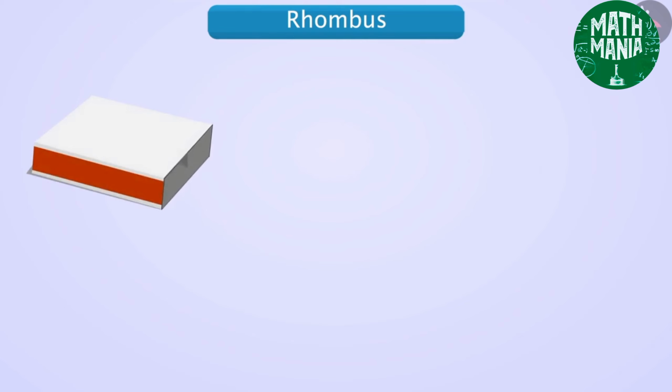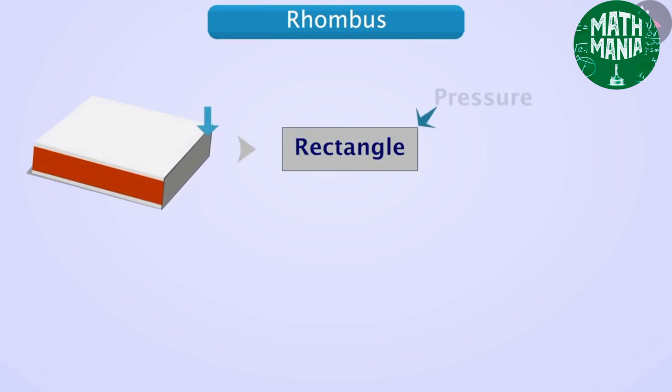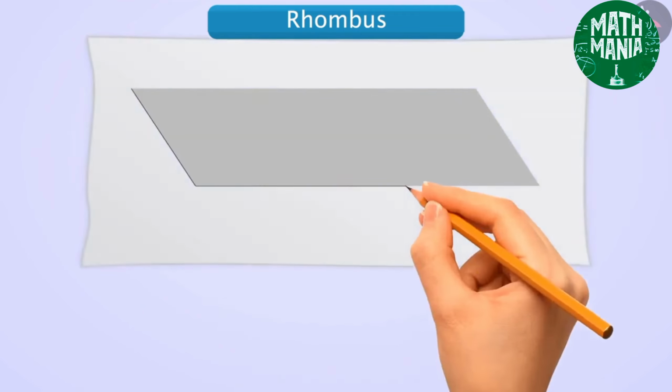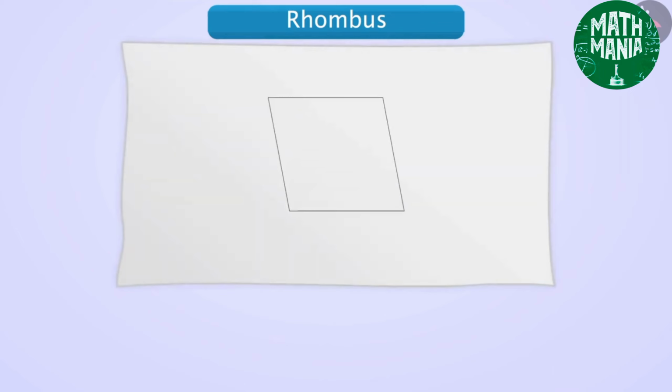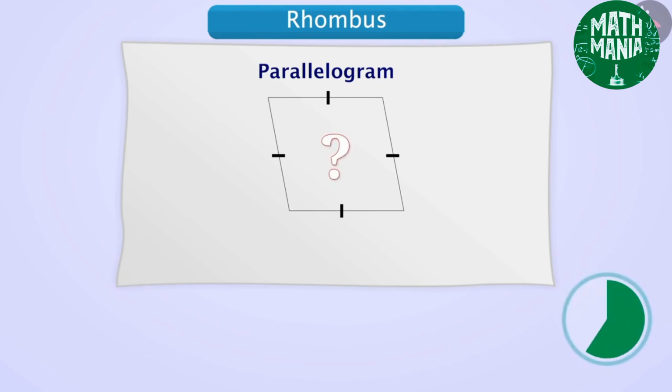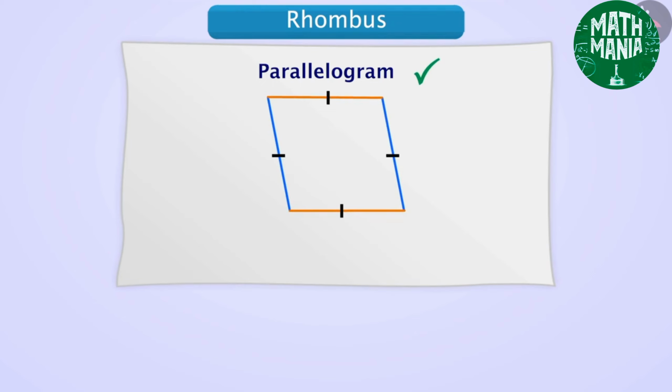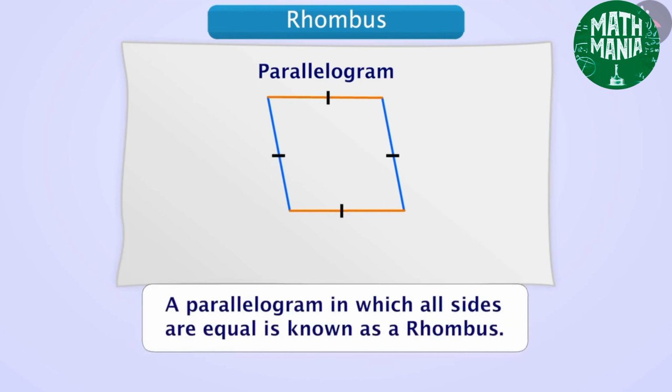We have seen that if we take out the matchbox tray and apply pressure on one of its open sides, then a parallelogram is formed. We drew it on paper also. Just think that if all sides of the open part are equal, then also it will be called a parallelogram. Think about it. Yes, it will be a parallelogram because its opposite sides are parallel. As you can see, though this is a parallelogram, all of its sides are equal. A parallelogram in which all sides are equal is known as a rhombus.